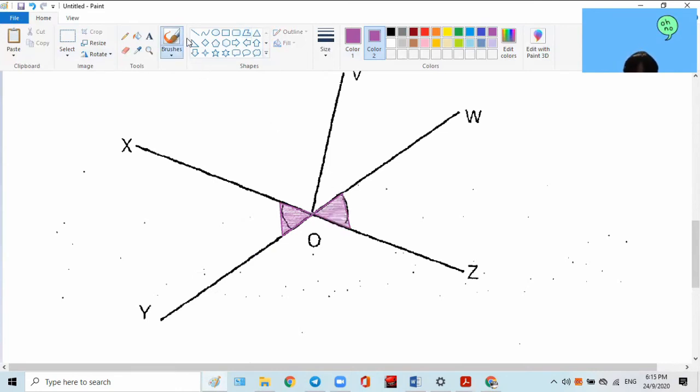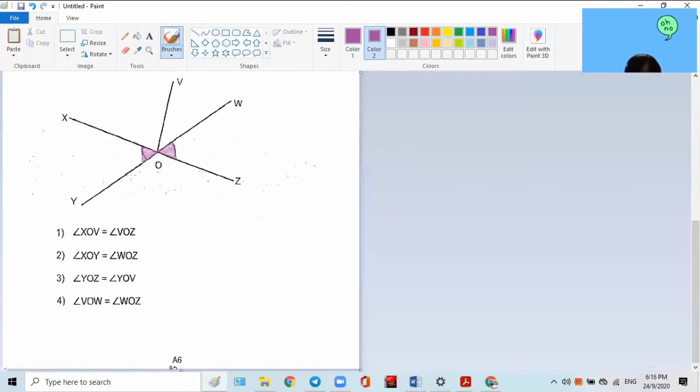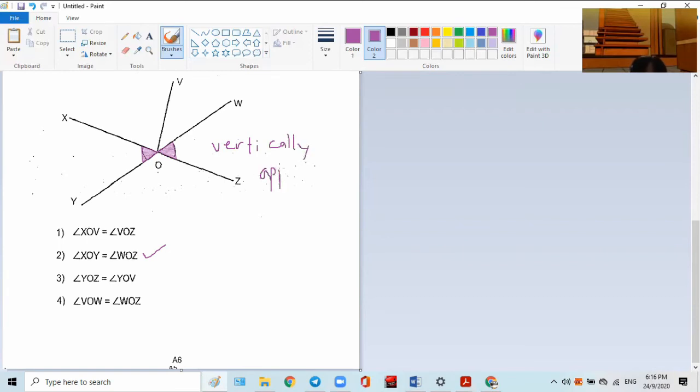So what did they say? Which one is true? I want the what? X, O, Y. Got X, O, Y? There, this one. Can you see? They are vertically opposite. Wow, such a long spelling.